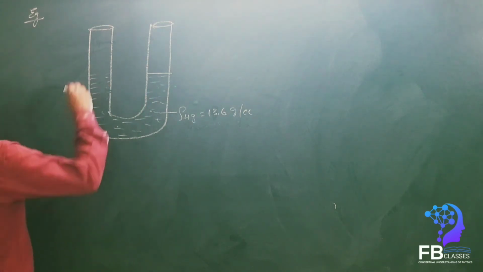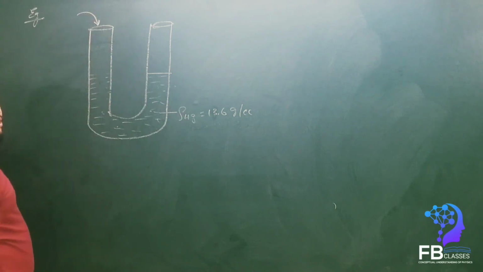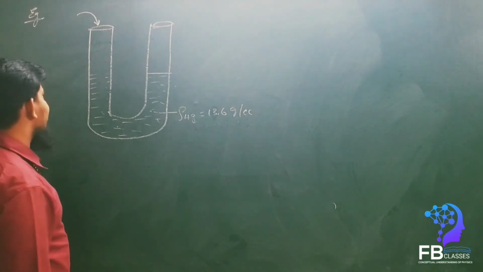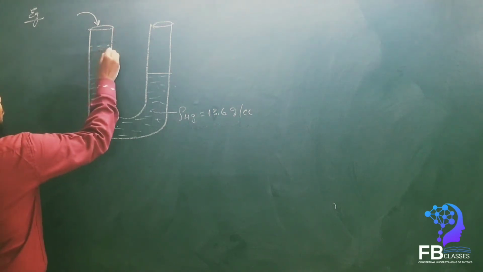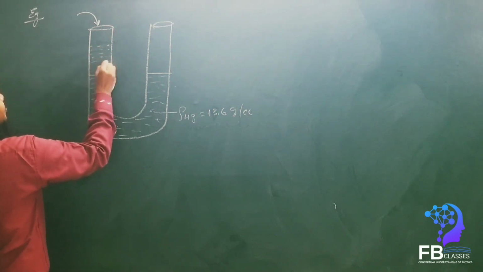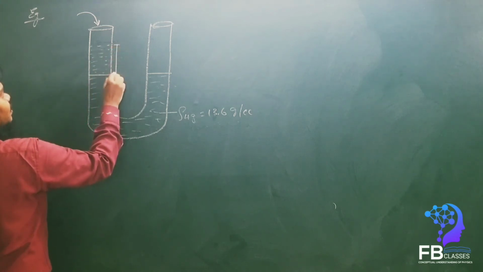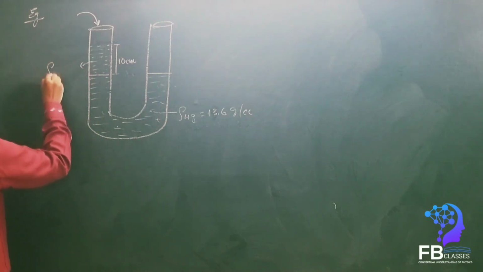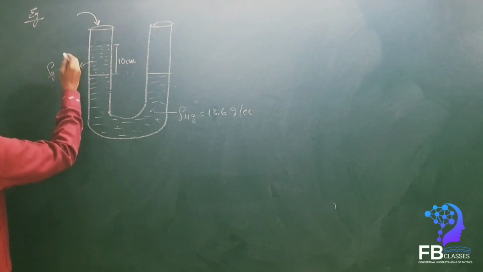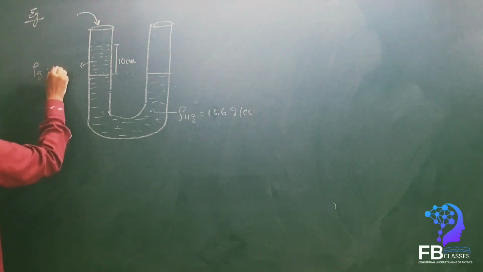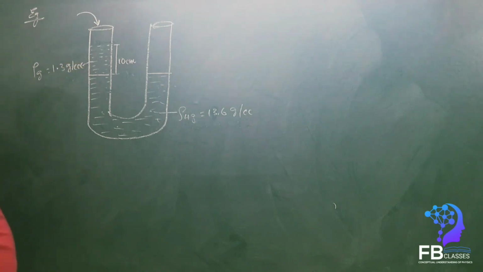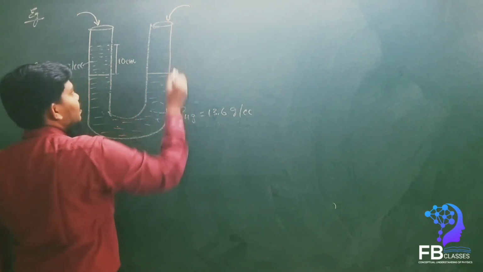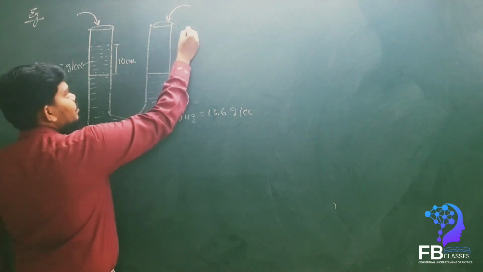Now what it says, we are introducing the glycerol. The glycerin we fill to 10 centimeter. The density of glycerin is 1.3 gram per cc. Now in the other column we introduce the oil.